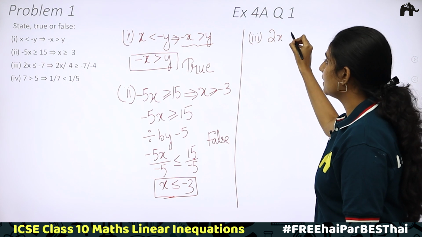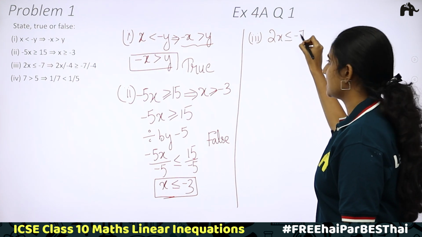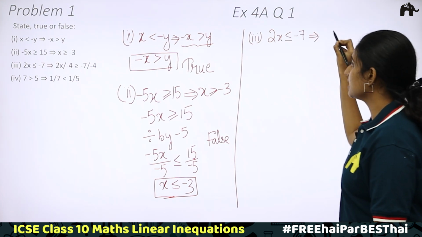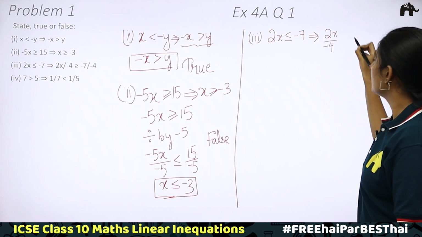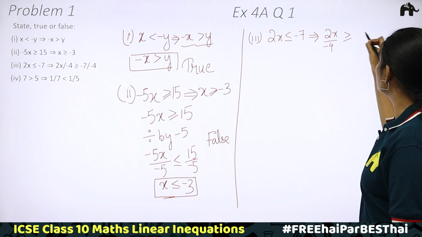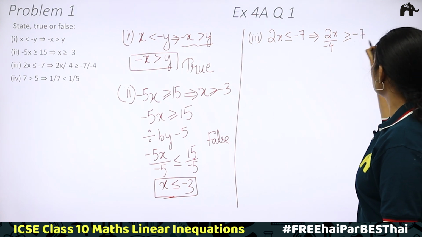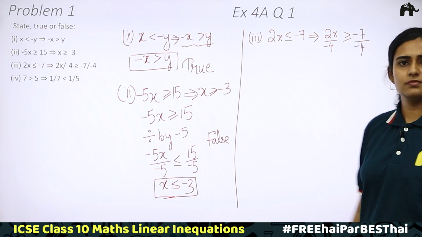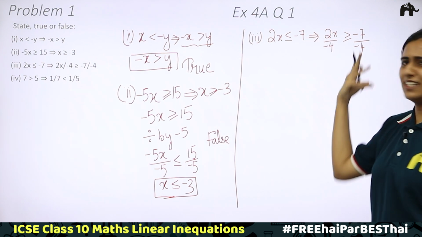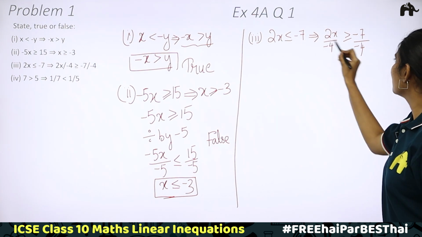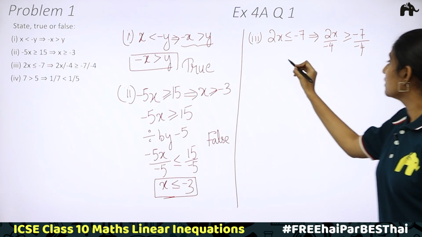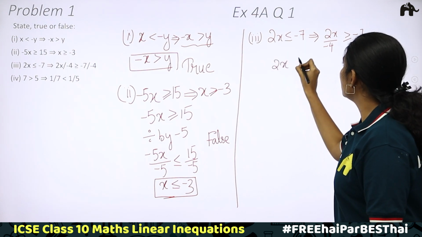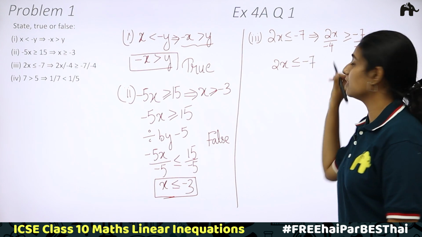2x less than or equal to minus 7 implies 2x by minus 4 greater than or equal to minus 7 by minus 4. From the question it is clear, right? Here dividing by minus 4 is what? Done. So we have 2x less than or equal to minus 7.